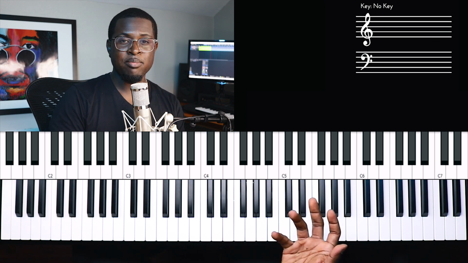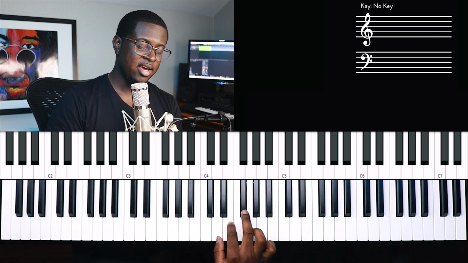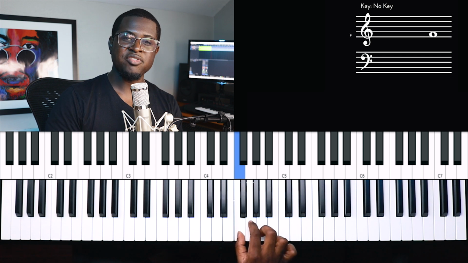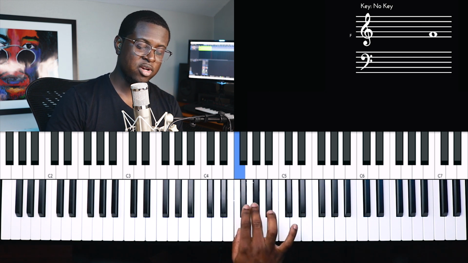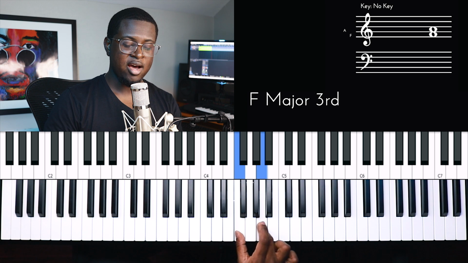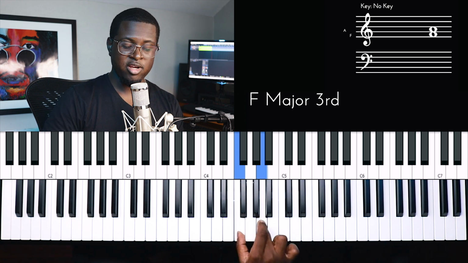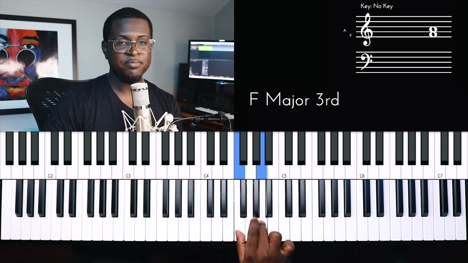So let's try that example on another note. Let's play an F. 4 half steps away from F, 1, 2, 3, 4. And we have another major third here. All right, so from F to A is a major third.